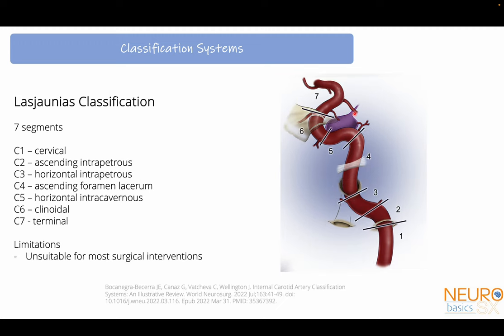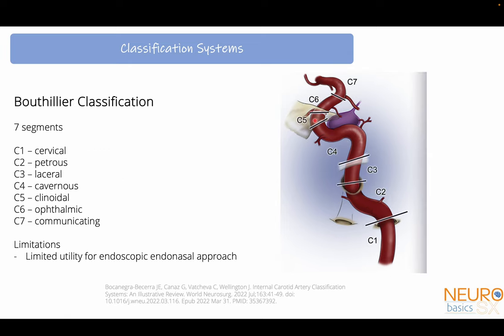Then came a classification system by Lasjaunias, which divided the ICA into seven different segments, but most of these segments were not very useful for surgical interventions. The seven segments were cervical, ascending and horizontal intrapetrous, ascending foramen lacerum, horizontal intracavernous, clinoidal and terminal, which is similar to the Bouthillier classification, but not very useful for surgical interventions.